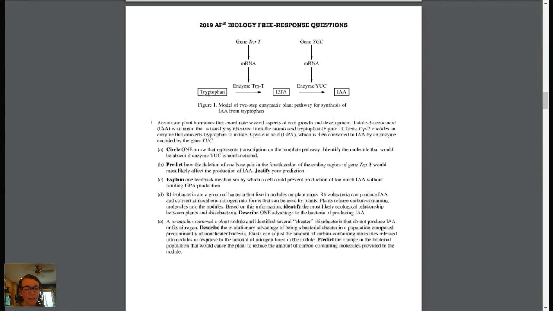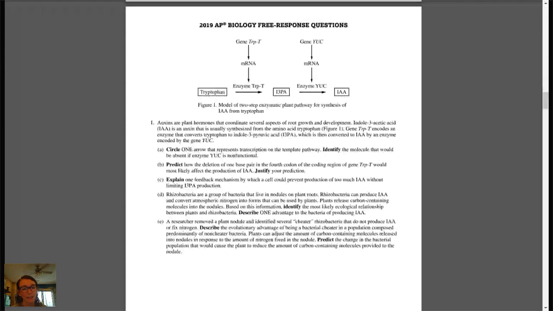Based on this information, identify the most likely ecological relationship. So this is mutualism, because the rhizobacteria produce nitrogen for the plant, and the plant produces carbon-containing molecules for the bacteria. Okay, so that's an example of mutualism in which both organisms are benefiting.